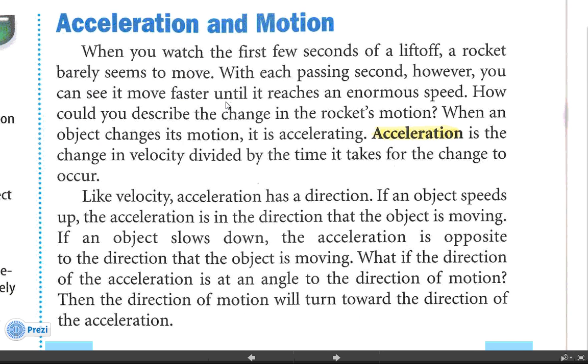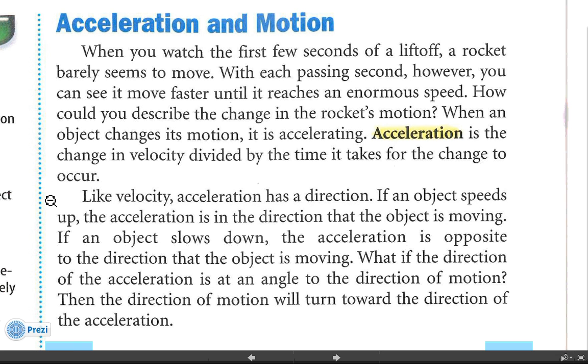Acceleration and motion. When you watch the first few seconds of a liftoff, a rocket barely seems to move. With each passing second, however, you can see it move faster until it reaches an enormous speed. How could you describe the change in the rocket's motion? When the object changes its motion, it is accelerating. Acceleration is the change in velocity divided by the time it takes for the change to occur.